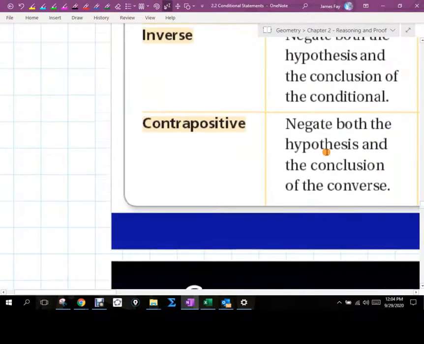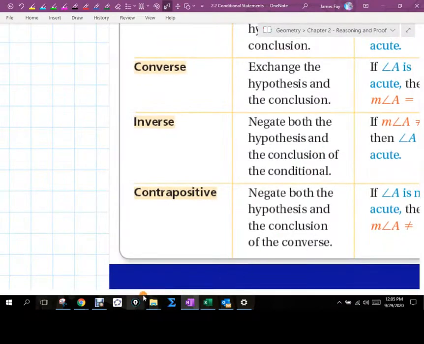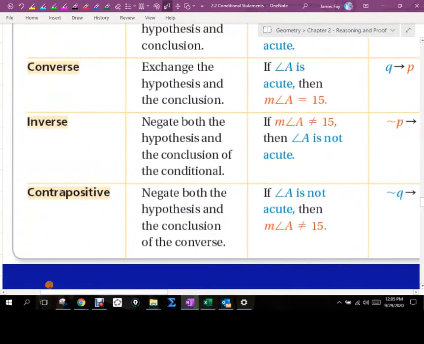Okay, the next one is the inverse. And you see here it says for the inverse, you negate. We're going to go back up to the original, the October one: if it is October, then it is fall. So you negate both the hypothesis and the conclusion of the conditional. It might even make sense in your notes to write "of the original conditional." So we negate both. That means we're going to put the word not in both statements.